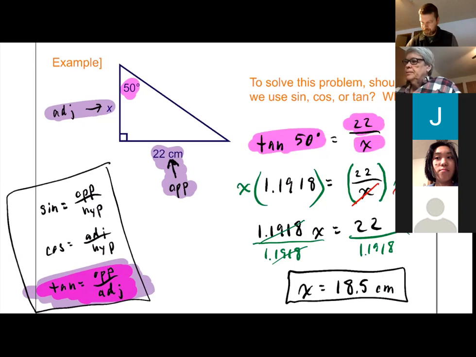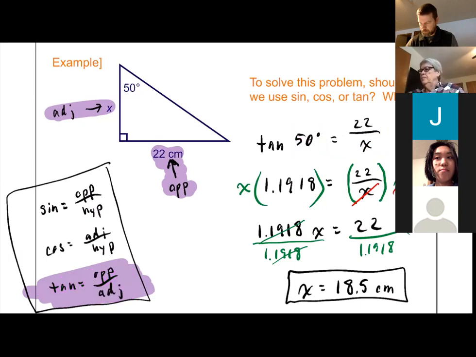Next part, we took that tangent of 50 right here, and we looked that number up in our table to rewrite that as 1.1918. How hard was that part of it? Just looking up that value. All right, 2s, 3s, and 4s.